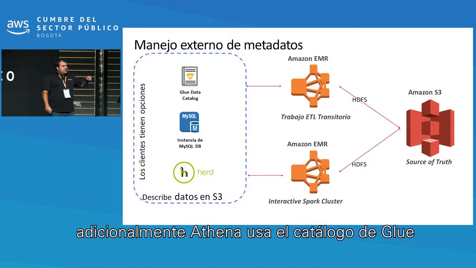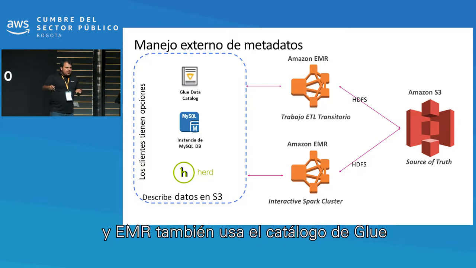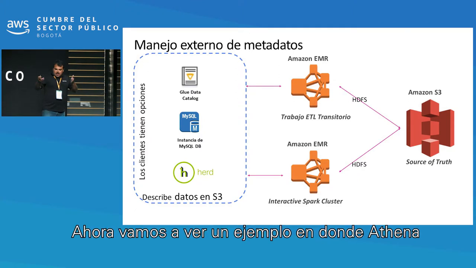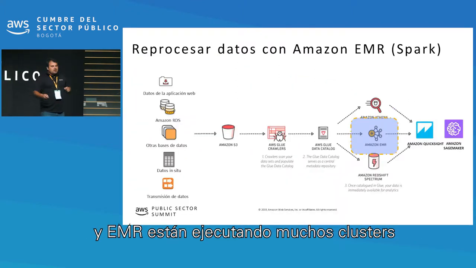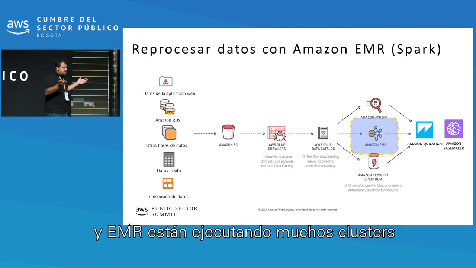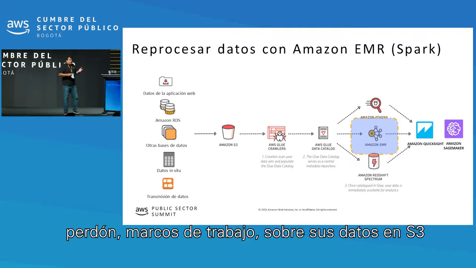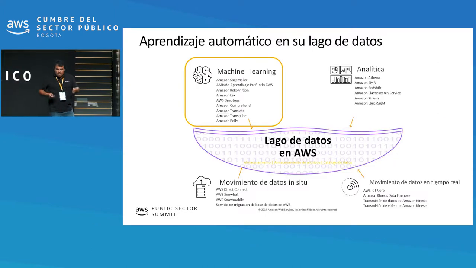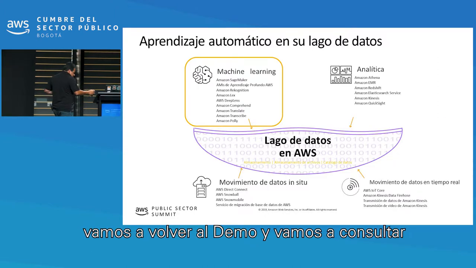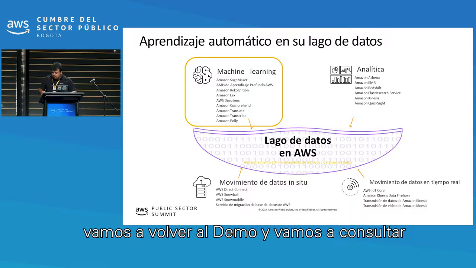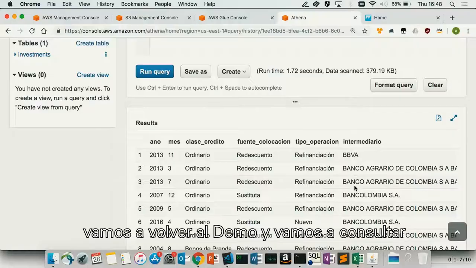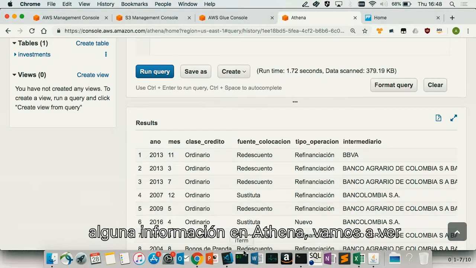Also, Athena uses the Glue Catalog, and EMR also uses the Glue Catalog. Right. So now, in our example, we have Athena and we have EMR running many different frameworks on top of our data on S3. So let's get back to the demo, right? And do some queries on top of Athena.